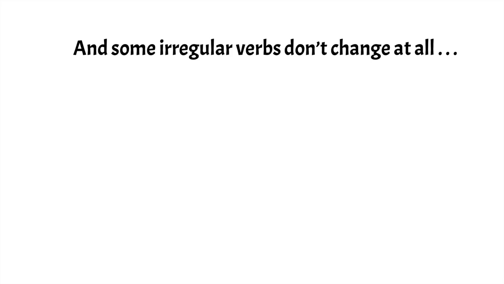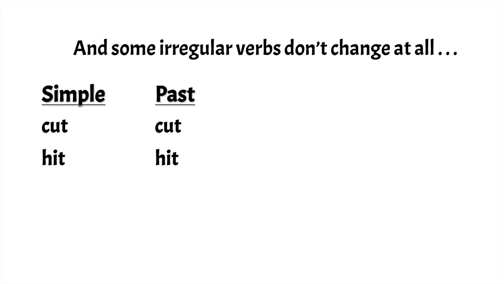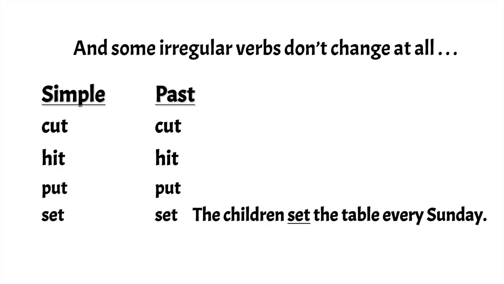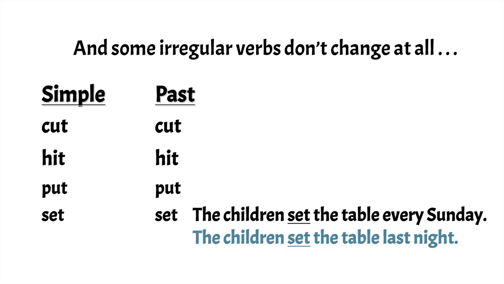And some irregular verbs don't change at all. Cut, cut. Hit, hit. Put, put. Set, set. Like in the example. The children set the table every Sunday. And this is present simple, right? It's not past. Well, it could be past also. But I know this is an example of the present simple. The second one, though, is in the past. The children set the table last night. How do I know it's in the past? Well, because we have the time expression last night.